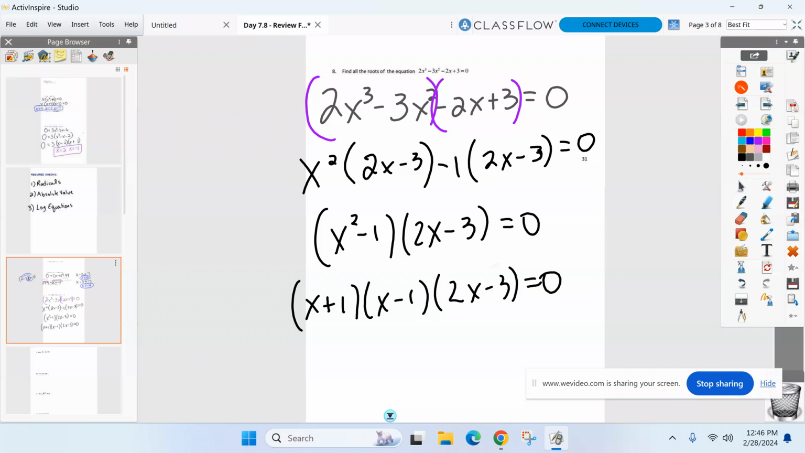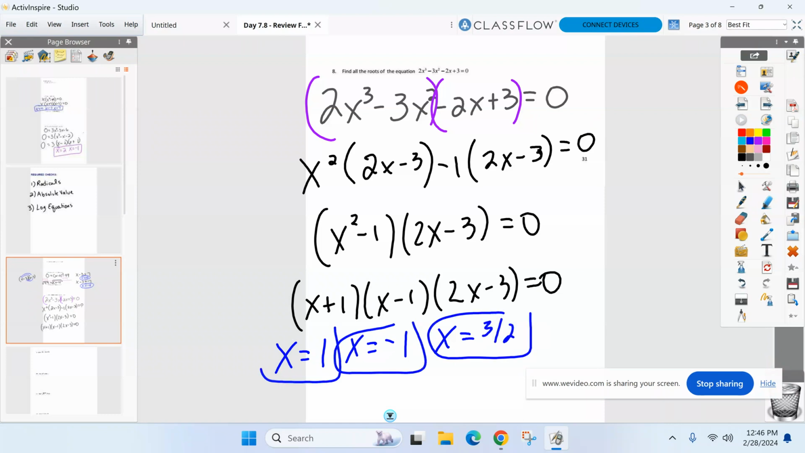X equals negative 1, x equals 1, and there you go. 1, 2, 3 answers. Good job. Anybody there? Grouping? Might be a method, right? Might be a method you have to do.